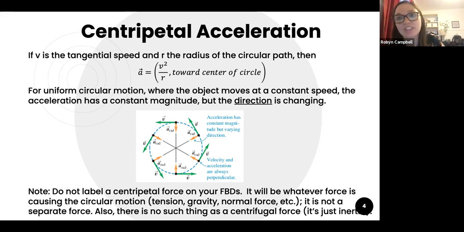The magnitude of that acceleration can be found by v squared, so the tangential speed squared, divided by the radius of the circle. Okay, so that's centripetal acceleration.